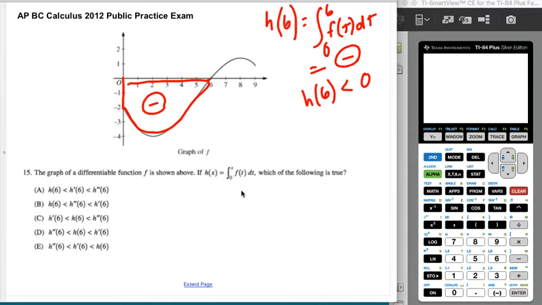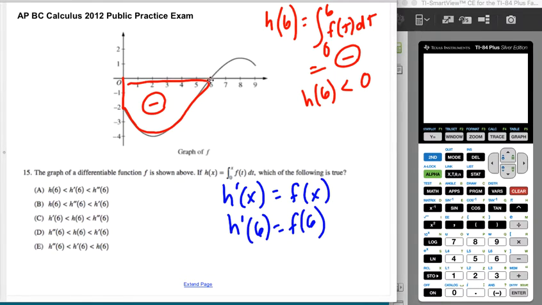The second thing I can find is I know I'm going to need h prime, so let's go ahead and find that. h prime is the derivative of this thing, which is just going to be f of x. So that means that h prime of 6 is just the y value on the actual graph at 6. Well, the y value on the actual graph at 6 is 0. Cool, so sure enough, I have a negative thing, I have a 0 thing, and then I'm going to make an educated guess that h double prime of 6 is probably going to be positive.